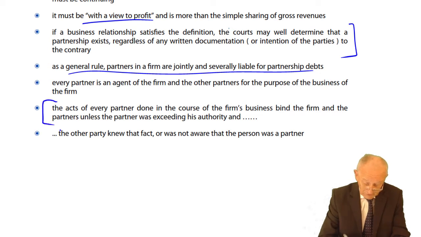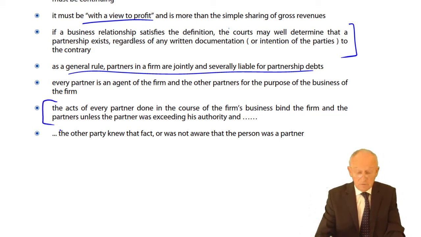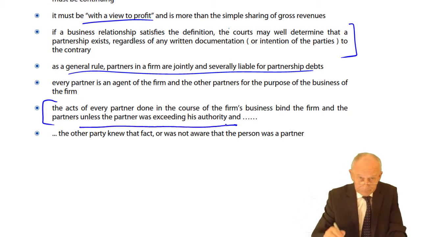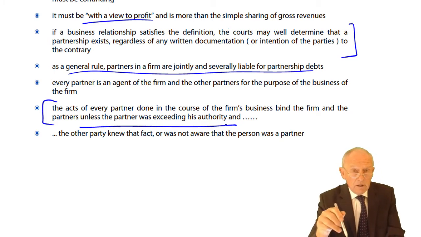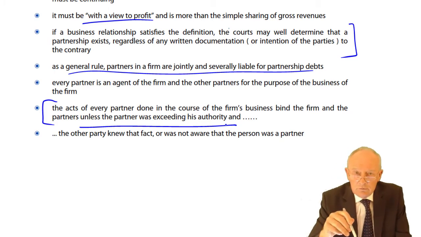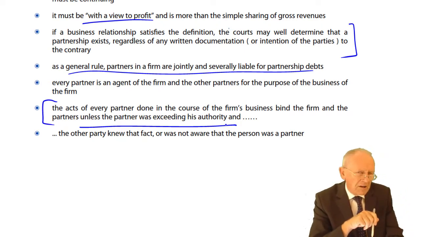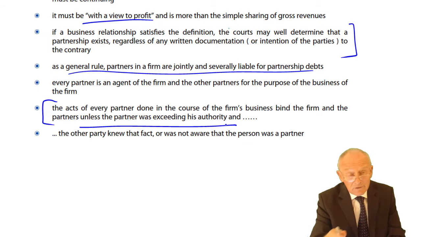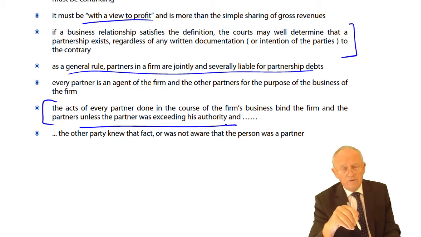The acts of every partner done in the course of the firm's business bind the firm and the partners, unless the partner is exceeding his authority. And if he was exceeding his authority, you're still liable, because if the other party didn't know of that excess, then you're liable. But if the other party did know, then only that contracting partner is liable.